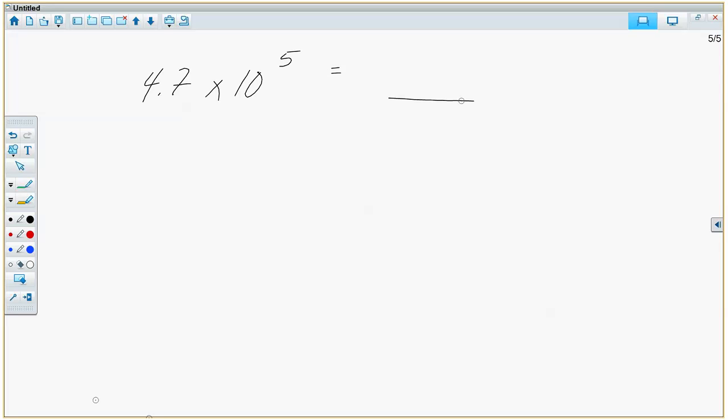Equals blank. Write that in regular notation. These are easier than the ones before because it tells you which way to move the what? It tells you which way to move the decimal.